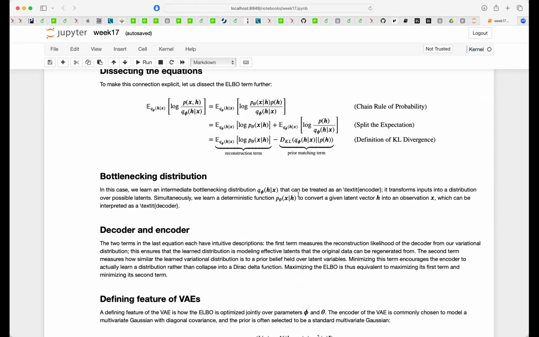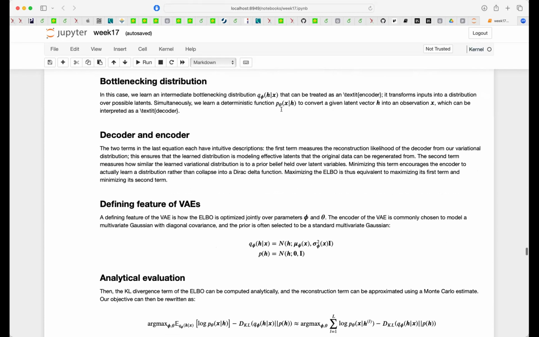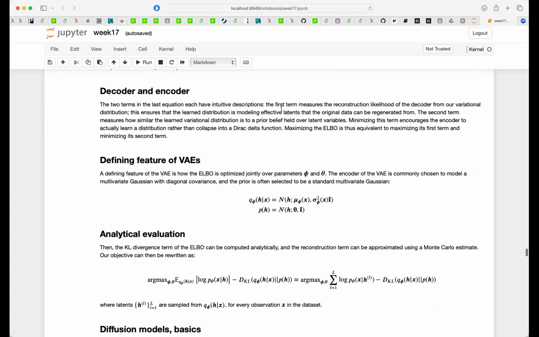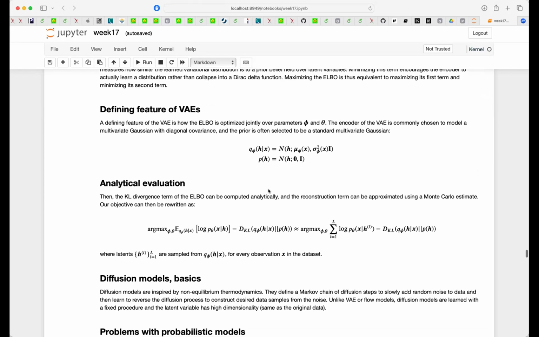So everything you see here, if you look at this equation, this is just us using Bayes' theorem and the chain rule of probability. And then there are different ways of actually dealing with that. So Q is normally represented by a normal distribution.